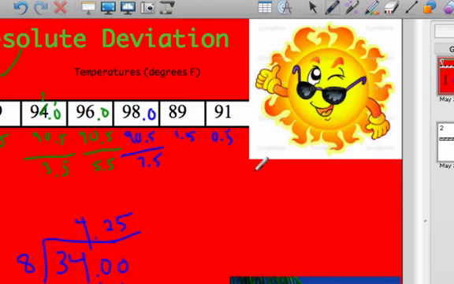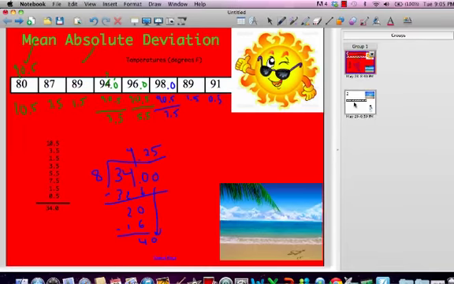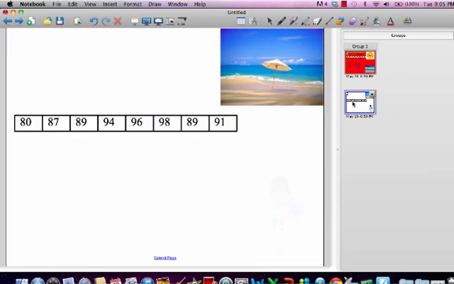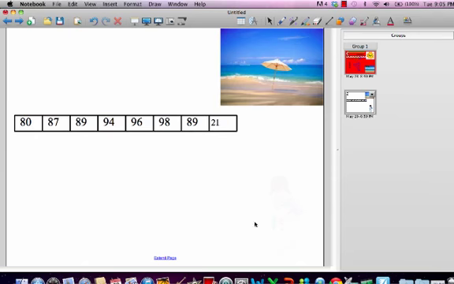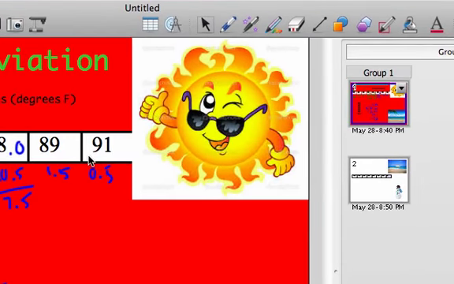To give you a better idea of what mean absolute deviation is, let's take a look at the same set of data here. And let's say you were on vacation, and then you came back from vacation, and the temperature was 21 degrees. It was freezing cold out, right? So now we're going to find the same information, except remember on the last slide we had 91 degrees. So we've just changed the mean just a little bit.